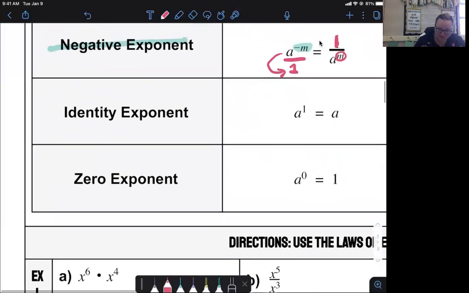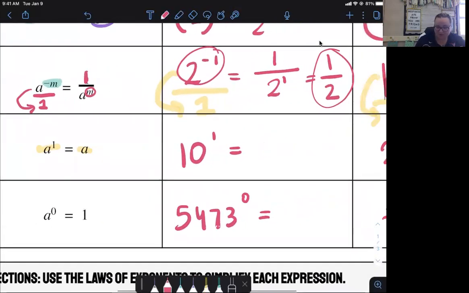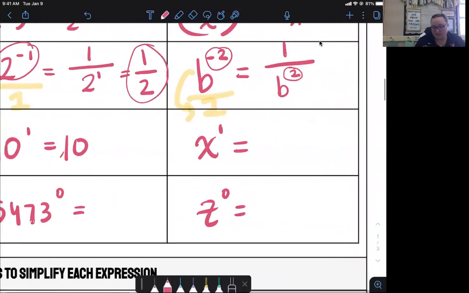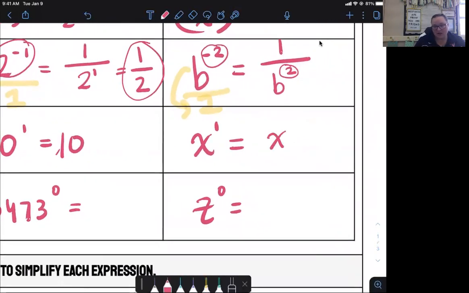All right. Then identity exponent just means that anything to the first power is itself. So 10 to the first power is simply 10. x to the first power is x. 5 million to the first power is 5 million. Negative 27,000 to the first power is negative 27,000.